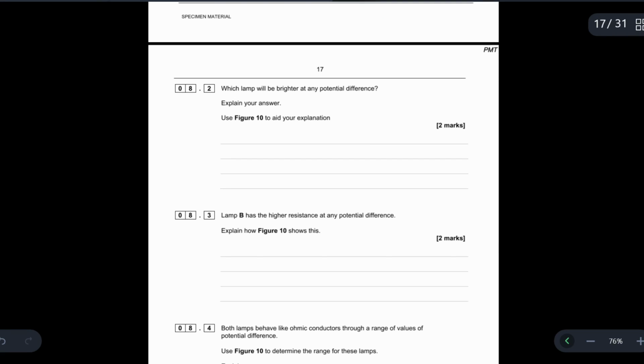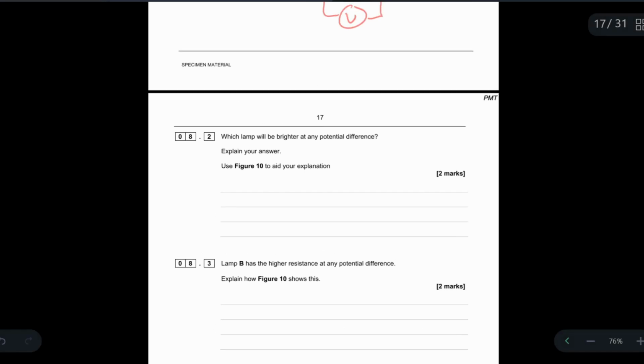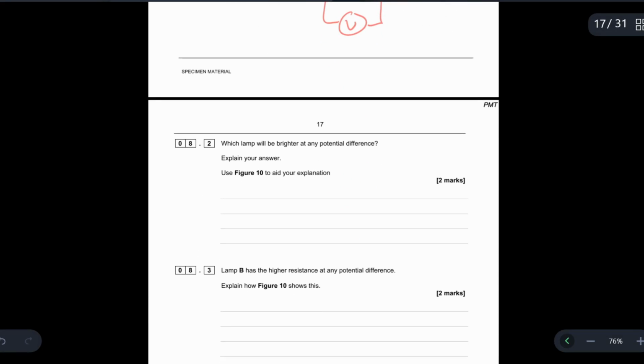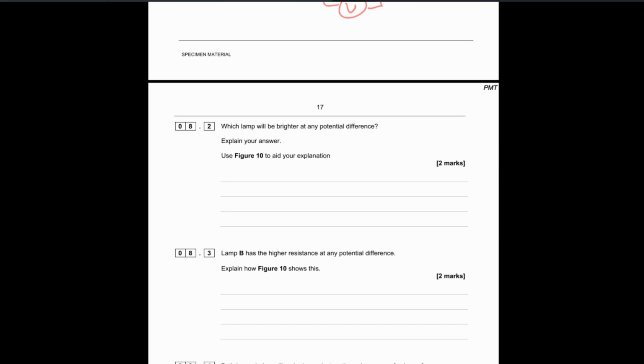Okay, 8.2: which lamp will be brighter at any potential difference, and explain your answer. Use figure 10 to aid your explanation. So figure 10 is your graph here. Which one will be brighter? We can clearly see lamp A is consistently higher than lamp B for all potential differences. So that means the current at lamp A is always going to be higher than at lamp B for any potential difference. Now, what does that mean for a brighter bulb? Well, your first point is essentially it's going to be A.